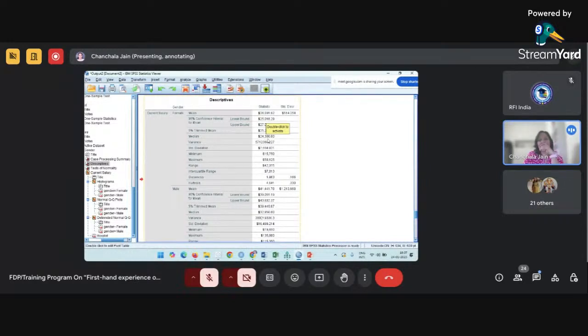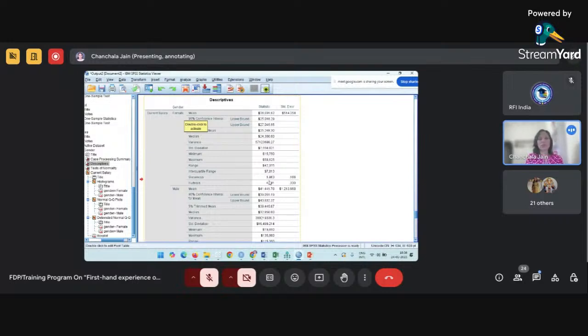Median is 24,300. So again, you can compare mean and median. Both are not equal or not even nearby. So that means maybe it is an indication that salary is not normally distributed in the female group. Then variance is a very big figure. Standard deviation is 7,558. Minimum salary for the female is 15,750. Maximum salary for the female is 58,125. Range, you know, it is a difference of maximum and minimum. Interquartile range is Q3 minus Q1. Then there are skewness and kurtosis. These are the two figures you can look at.